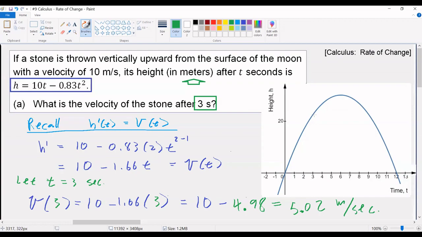So what's happening here is that at 3 seconds, we're looking at this point on our graph. And we find out that at this moment, when t is equal to 3 seconds, our velocity is going to be 5.02 meters per second. And that's it for part A.